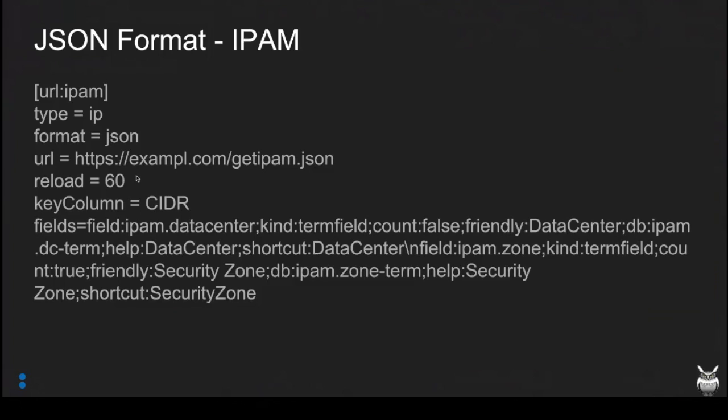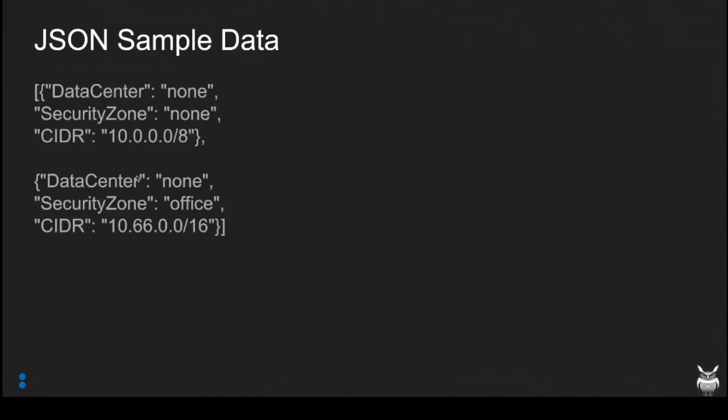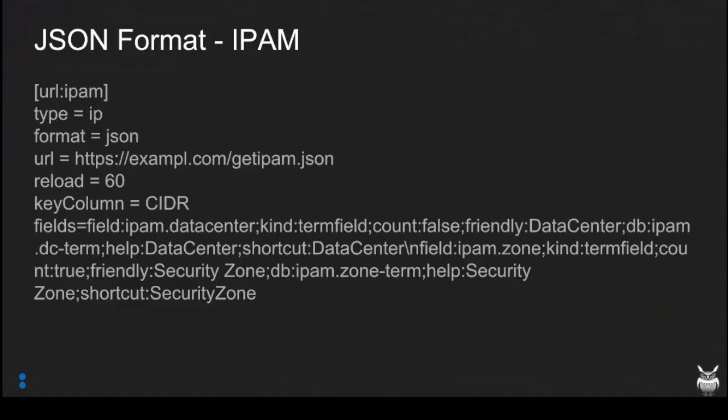And so what this is doing at a high level is going out to this URL every 60 minutes and downloading a file that looks like this, where this is just the file that we happen to have here, or we used to have here at AOL. It's just 3 fields. It has what the data center's name is, what the security zone name is, and the CIDR. And it just has that for all the IP addresses that we know about. So every 60 minutes, it's going to go get that file.